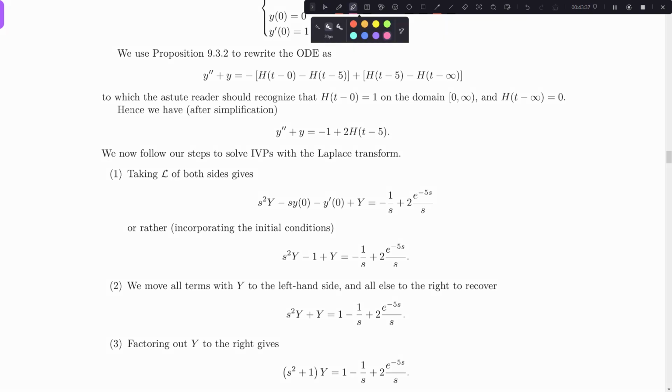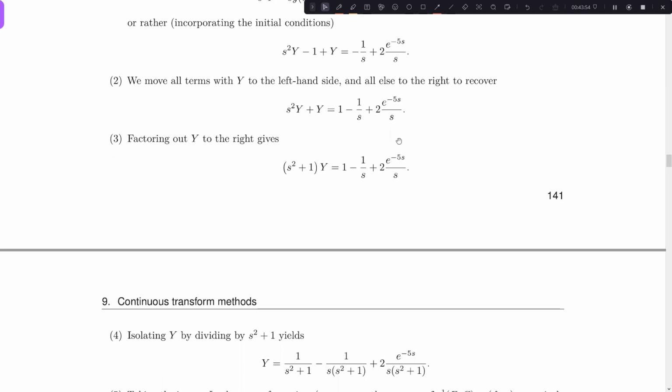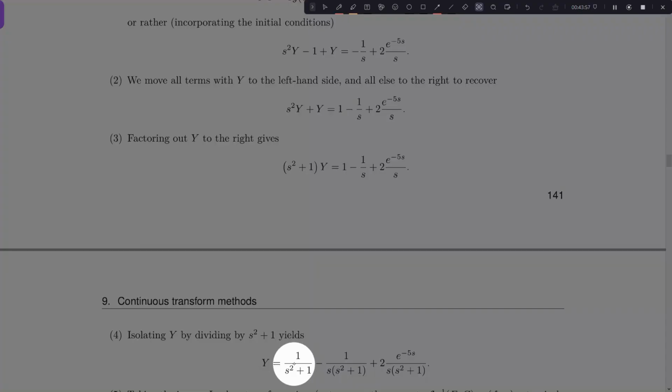And you can see at this point, all I want to do is divide by s squared plus 1. This is me dividing by my symbol in many ways, right? So if I divide by my symbol, or invert my symbol, it's equivalent to me inverting the differential equation. And I end up with the following. I have 1 over s squared plus 1 minus 1 over s times s squared plus 1 plus 2 e to the minus 5s over s squared plus 1.